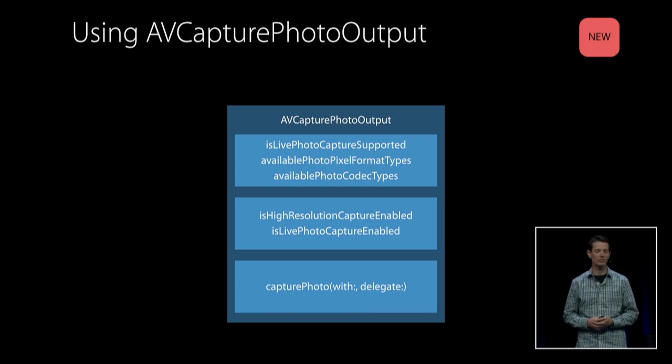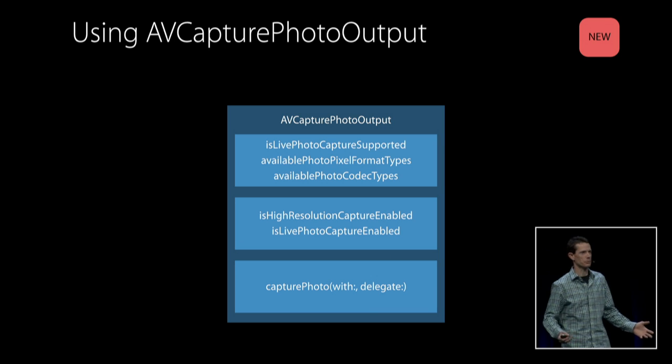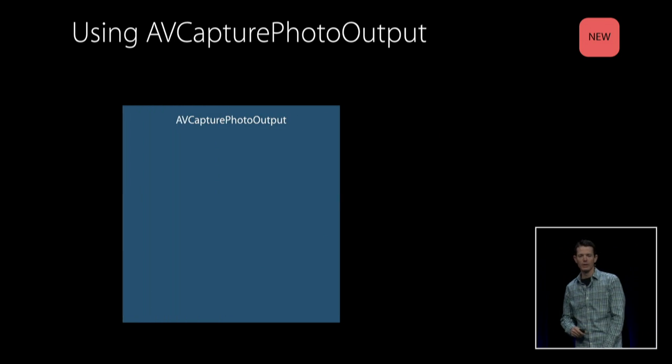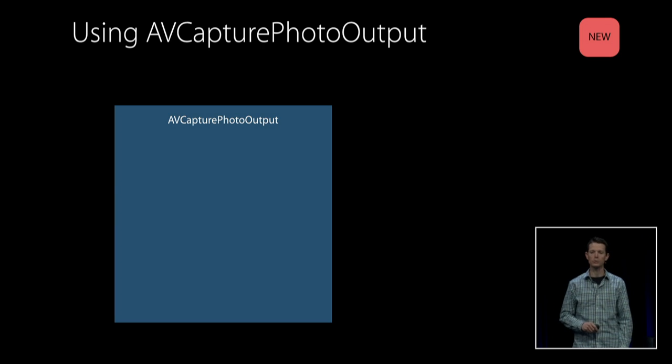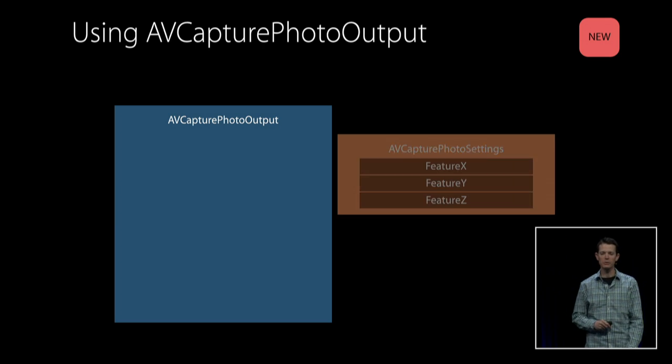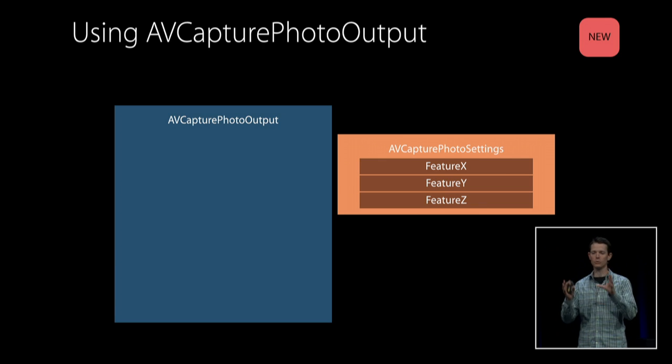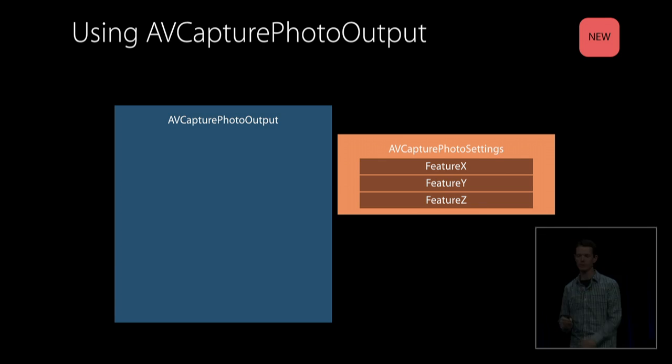Lastly, there's a single method that you can call to kick off a photo capture. Just one verb, that's it. Now you're probably asking yourself, well, what happened to all the per photo state? How do I request a flash capture? How do I get BGRA? How do I get still image stabilization? These features and others have moved to a new object called AV Capture Photo Settings. This object contains all the settings that pertain to one single photo capture request.